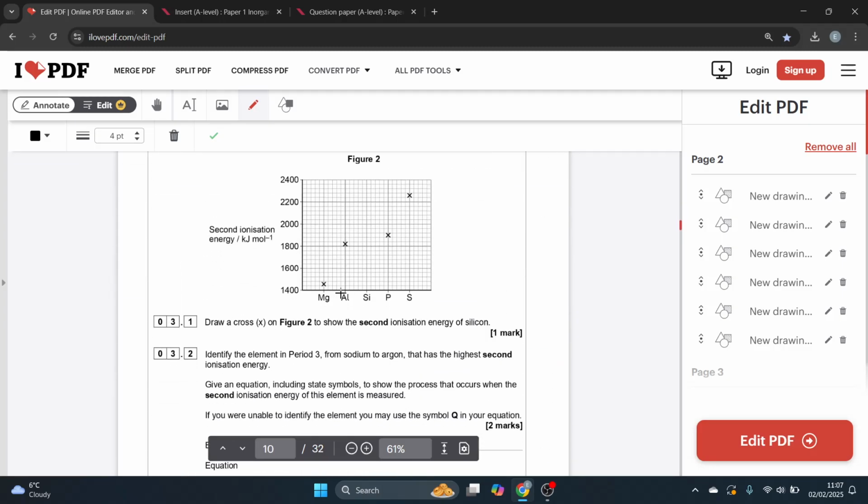Question 3: draw a cross on the figure 2 to show the second ionization energy of silicon. So remember, with silicon, it'd go here, and then obviously it's going to drop here. So a cross there, 1580. Identify the element in period 3 from sodium to argon that has the highest second ionization energy.